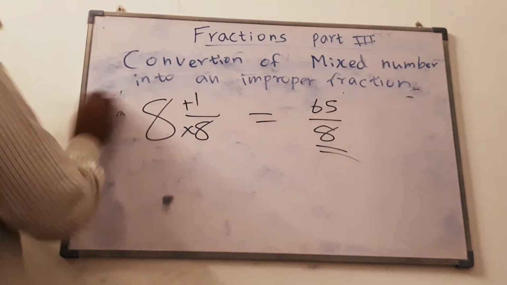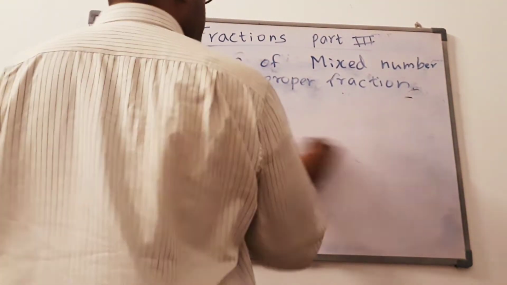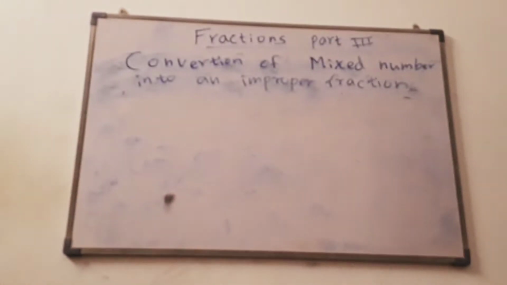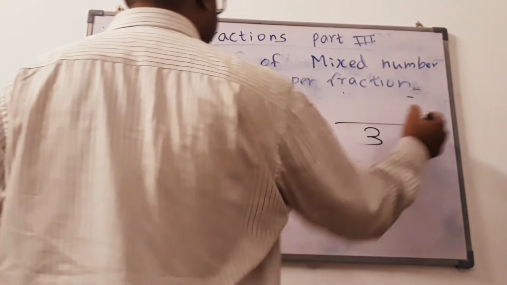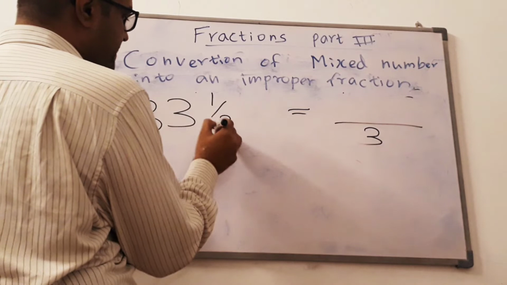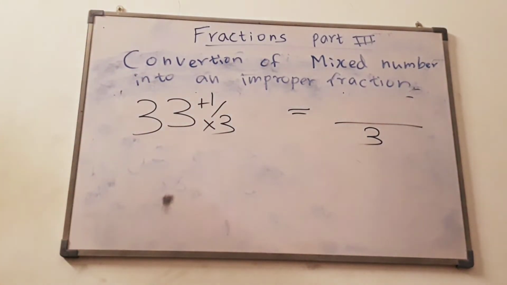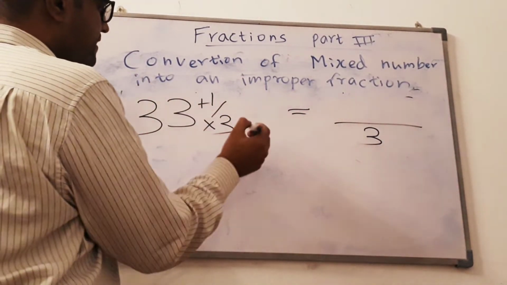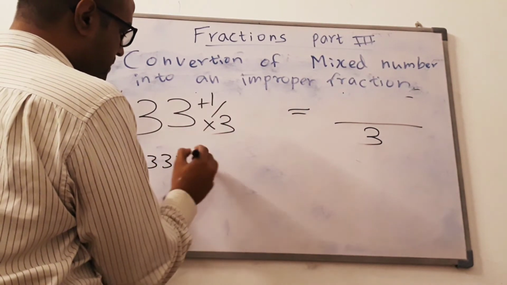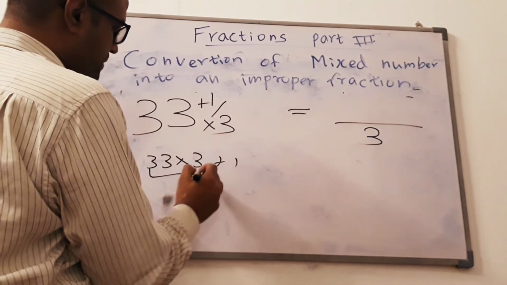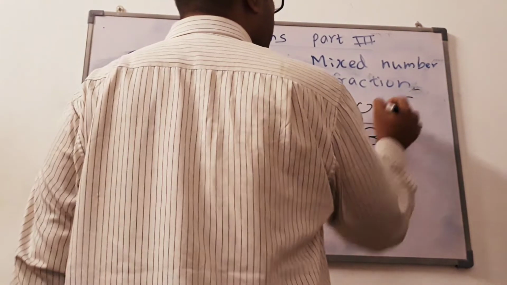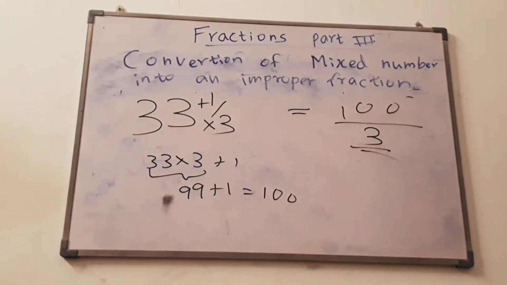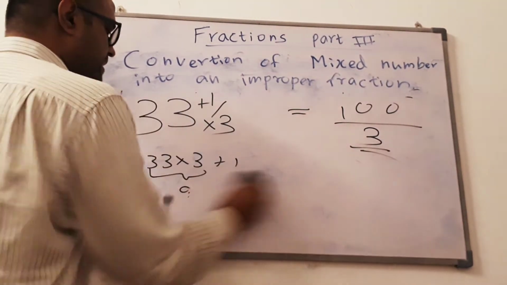Final sum. 33 and 1/3. 3 won't change. Numerator changes. 33 times 3 plus 1. 33 times 3 means 99. Plus 1 means 100. 100 over 3. Okay, that is the answer.